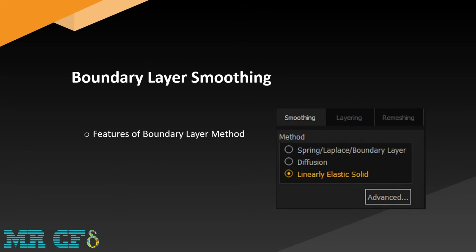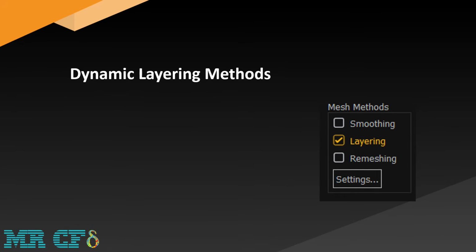Note that this method is only compatible with the spring smoothing method and cannot be used with the diffusion or linear elastic solid smoothing method. In addition, this method can be applied to the boundary layer areas of all kinds of meshes. By now, you're fully familiar with the smoothing mesh update method and its types. In the following, we're going to introduce the dynamic layering method.